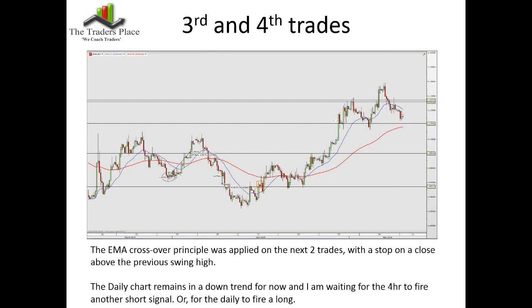Okay, the third and fourth trades, this is still the Euro US dollar. I'm still on the 4-hourly chart, and I'm just showing the 21, 89 crossing over. The next two trades were straightforward EMA crossovers with a stop on a close above the previous high. So there the crossover occurs, the entry is at that level, and the stop loss is at that swing high. Okay, so that was a losing trade. Go short over there, stop out up here, and you wait for the next signal.